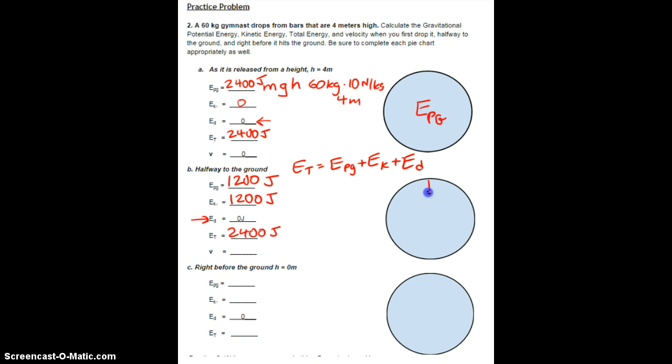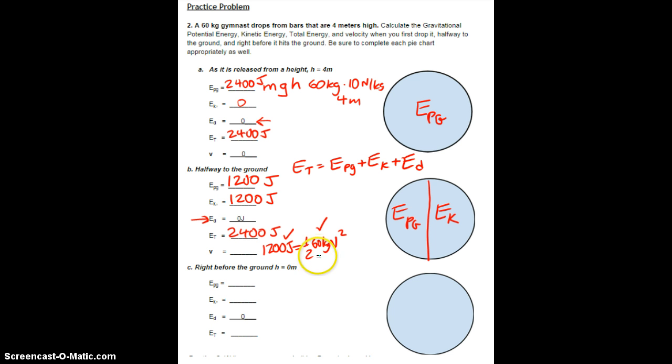Take a look at our pie chart. We know that half of this is our gravitational potential energy, the other half is our kinetic energy. Let's figure out the velocity. We know that kinetic energy is equal to 1/2 mass times velocity squared. We have a mass and we have the kinetic energy, so let's see if we can figure out velocity. I've replaced my kinetic energy with its value, 1,200 joules, and my mass with the 60 kilograms listed in the problem.